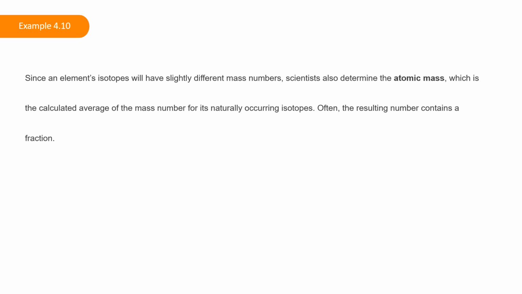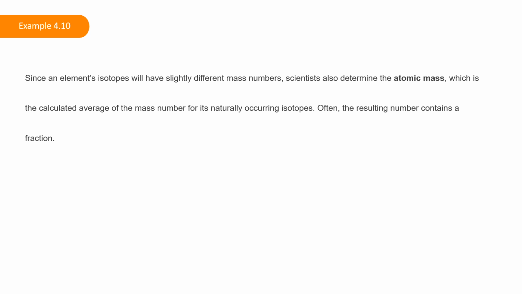We can disregard the small contribution of mass from electrons in calculating the mass number. We can use this approximation of mass to easily calculate how many neutrons an element has by simply subtracting the number of protons from the mass number. Since an element's isotopes will have slightly different mass numbers, scientists also determine the atomic mass, which is the calculated average of the mass number for its naturally occurring isotopes.